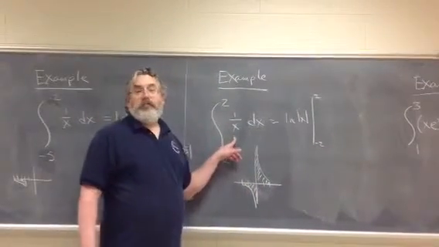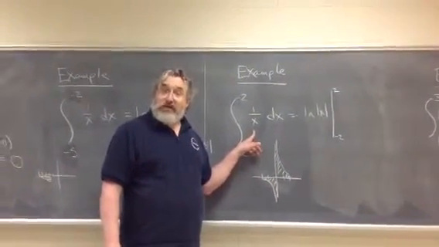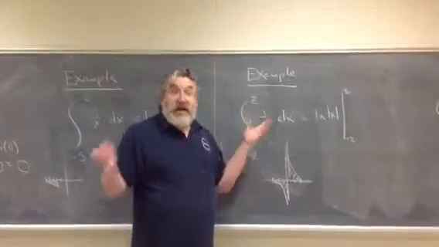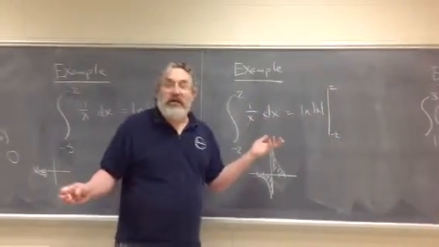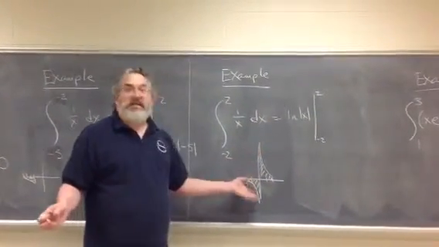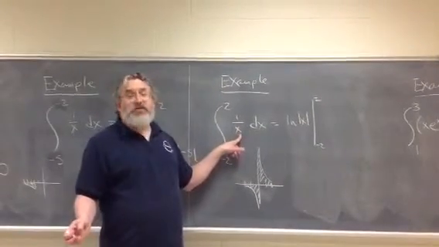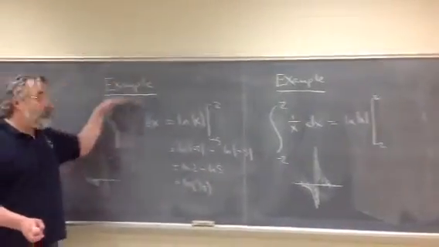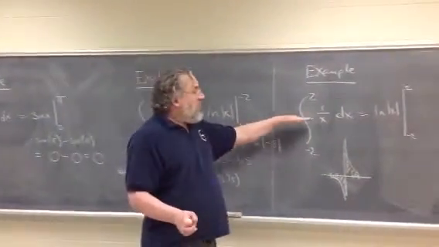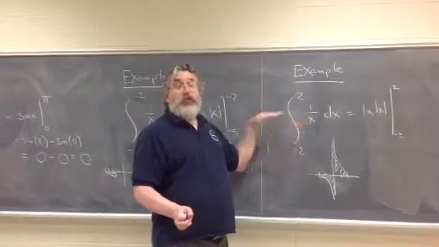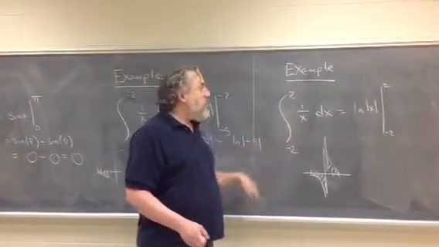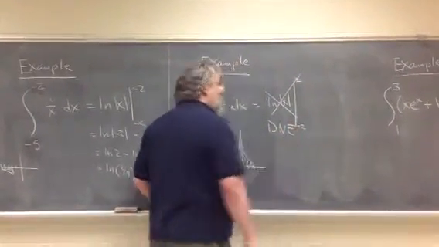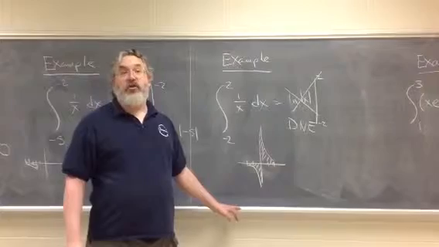1 over x has a vertical asymptote at x equals 0. The function doesn't exist at 0, so it can't have an antiderivative there. How could it have an antiderivative if it doesn't even exist? This function does not have any sort of antiderivative over this whole region. Over here, no problem. From positives, no problem. Negatives, no problem. But at 0, problem. This has no antiderivative. And it turns out this can't exist.